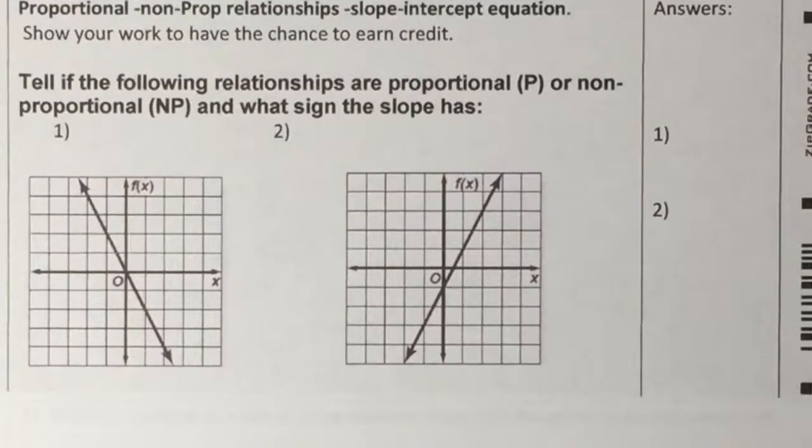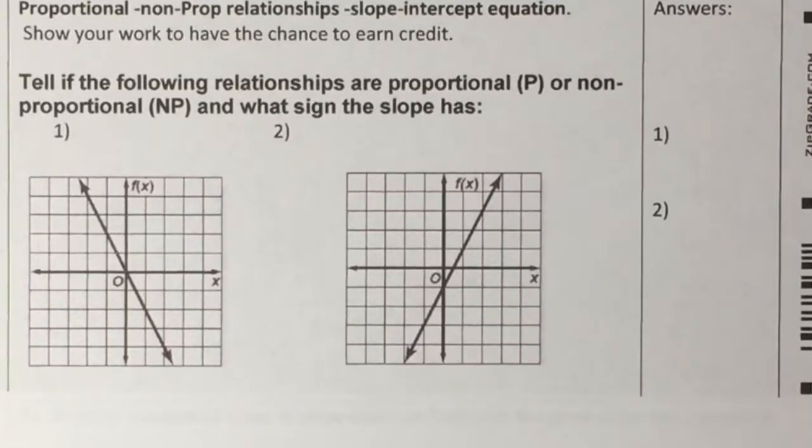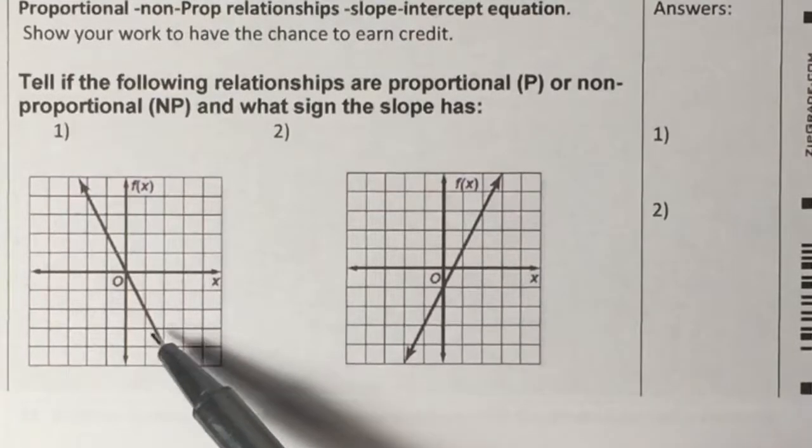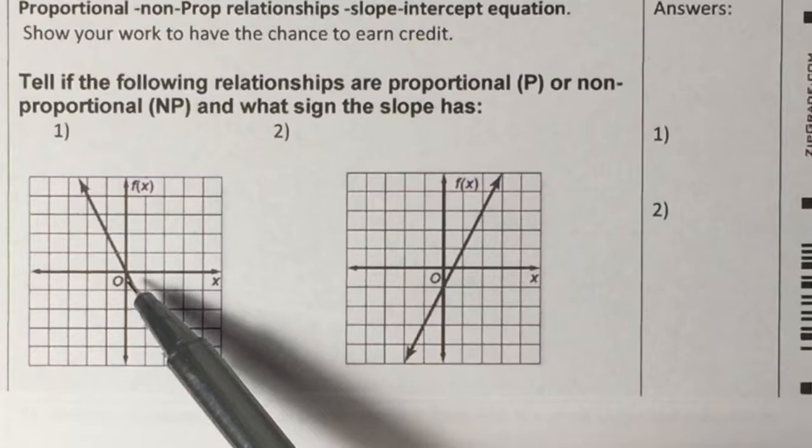This is a review for the test about proportional and non-proportional relationships and the slope-intercept equation. The first two problems are about telling if the relationships are proportional or non-proportional, and also what the sign of the slope is. In this one, the line passes through the origin, so it's going to be proportional.